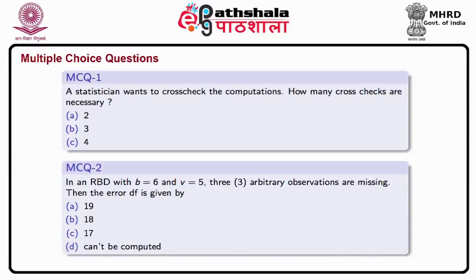Now they are saying there are 3 arbitrarily missing observations. You don't know which they are. Now you have to compute the error degree of freedom. So you have to justify how the errors are formulated now and how to compute the error degree of freedom. And with the question, there is also an option, can't be computed. Whether it is because you don't know where those observations are lying. Yes, it may depend on their positions as well. In that case, it would not be computed. Yes, it's a good question.